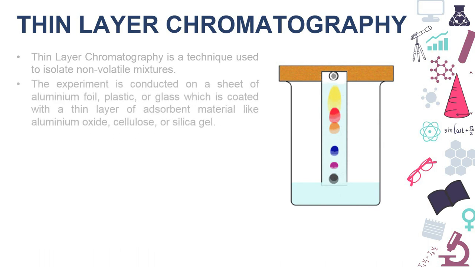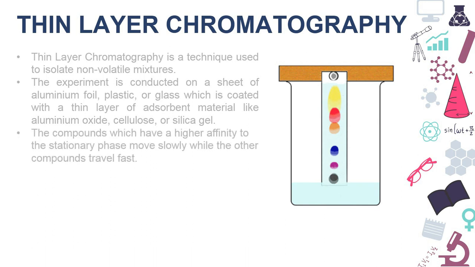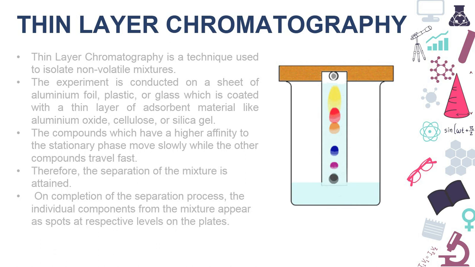in which a slab or sheet of aluminum foil, plastic, or glass, which is coated with an adsorbent material like alumina oxide, cellulose or silica gel, is taken. The compounds having the higher affinity to the stationary phase move slowly, while the others move faster on this plate. After the separation of the mixture is attained, the completion of the process gives individual components from the mixture, which appear as spots, which is clear in the picture, that is black, purple, blue, orange, red, yellow, and so on. It defines the affinity of the particular constituent in the sample.